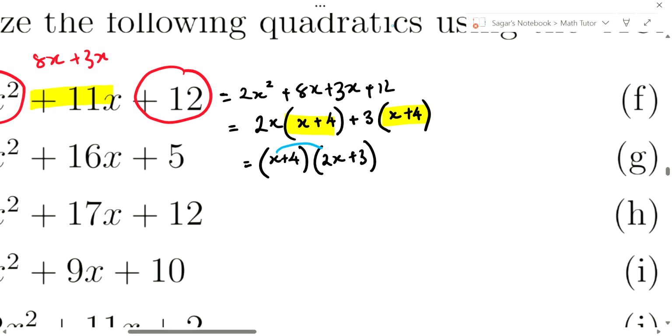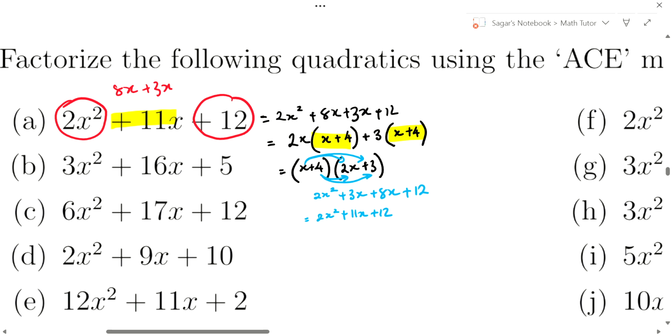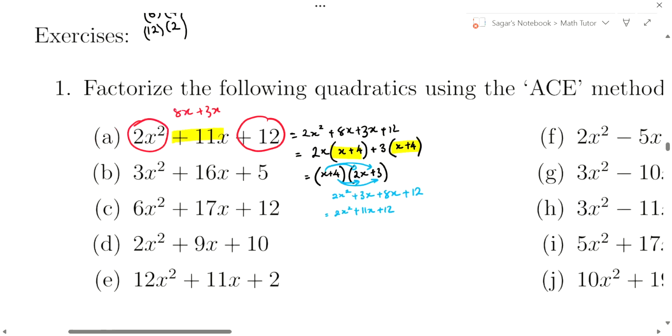Now just to validate what we've done, let us multiply everything out. This is to solidify your confidence in this method. That is why I'm doing this. And there you have it. We have done everything correctly.